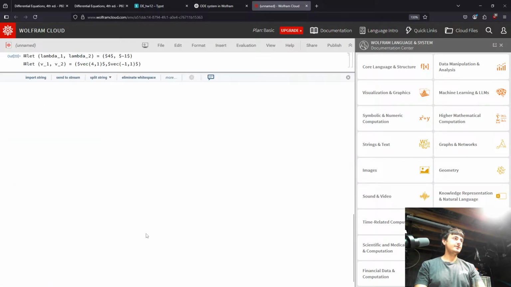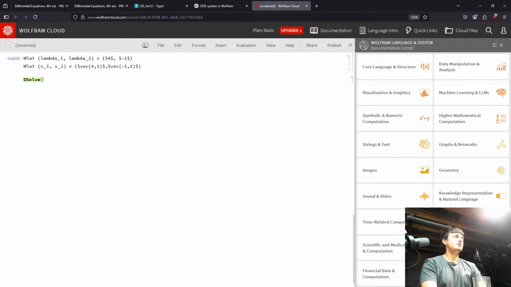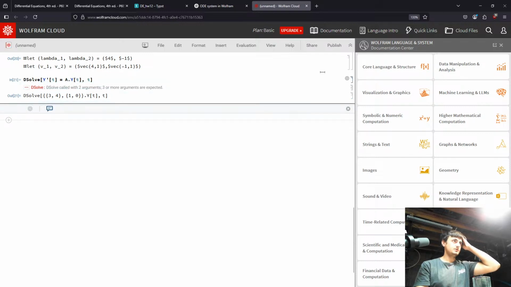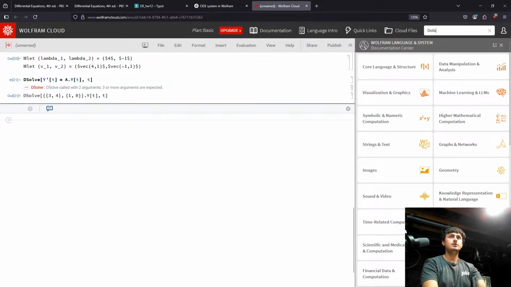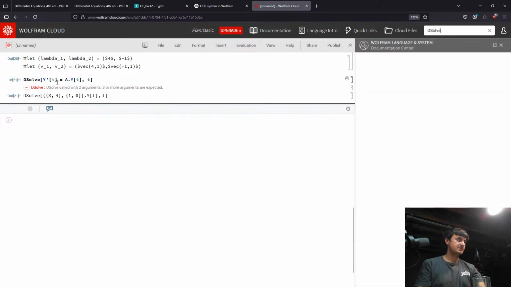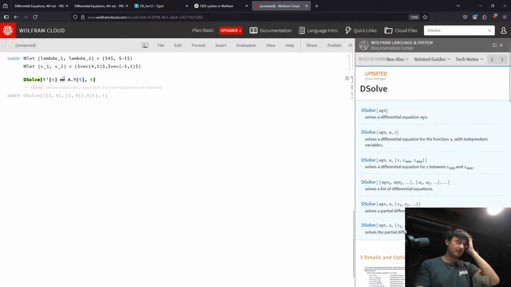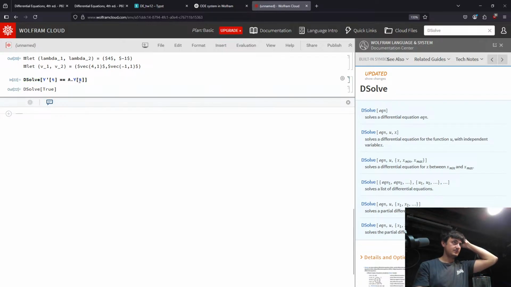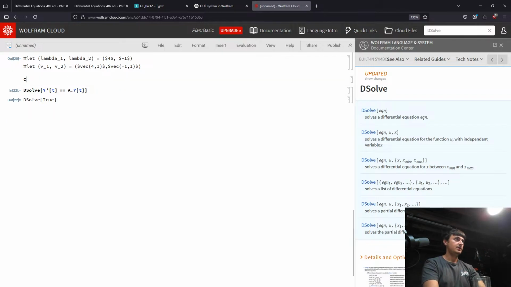Actually, I want to know what happens if I do DSolve y prime of t is equal to A dot y of t. And I think I need to do this of t, right? DSolve, how does DSolve work? First off, this is definitely wrong. This needs to be like this. Oh, and I think I don't even need to, I think it just knows. Oh, see, that's the problem. Hold on. Clear y.